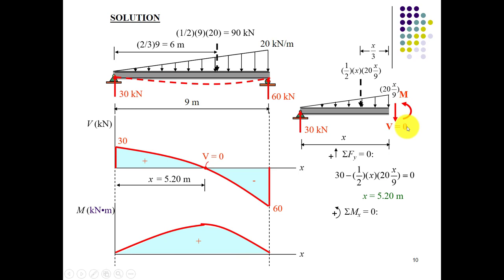So M is acting counterclockwise. You have taken counterclockwise as positive. Then this resultant force acts at 1 by 3 of this span x, which is 5.20. You will take the resultant multiplied by this moment arm. So here is a resultant, and this is a moment arm, and this reaction multiplied by the distance x, which is 5.2. You can calculate the moment at this point. So it's 104 kilonewton meter.